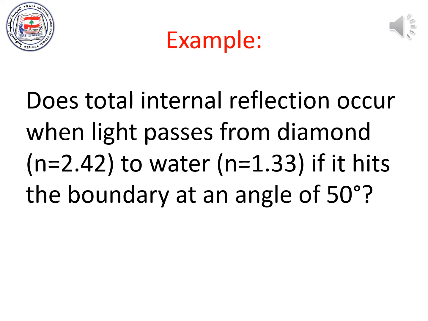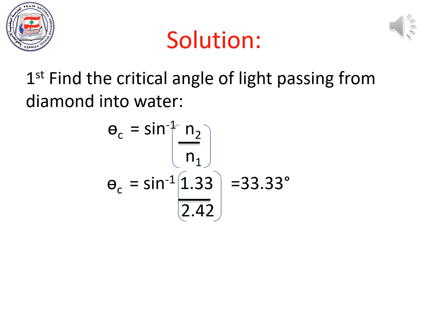Example. Does total internal reflection occur when light passes from diamond, N equal 2.42, to water, N equal 1.33, if it hits the boundary at an angle of 50 degrees? In order to solve this problem, first we need to look at the indices of refraction. If N1 is greater than N2, we proceed. But if N1 is less than N2, we directly say that total internal reflection is not possible.